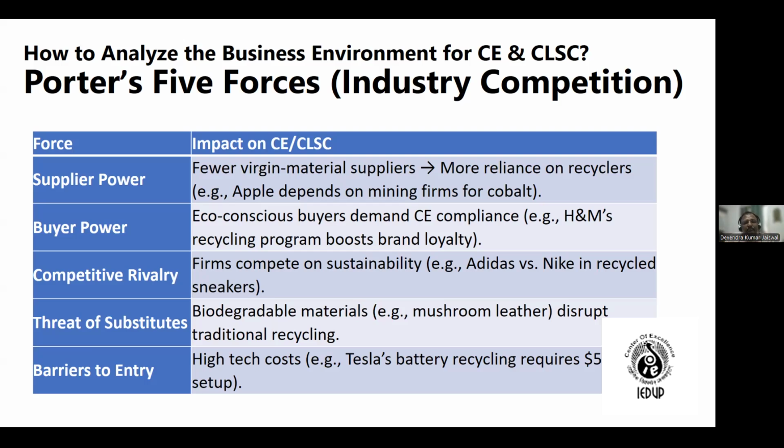In buyers' power, eco-conscious buyers demand circular economy compliance. For example, the customers of H&M are going only for H&M products because they feel that they have some onus towards the earth, and in order to keep it green, they would like to wear clothes which are branded as recycled, that is green products. So they are not contributing to the greenhouse effect.